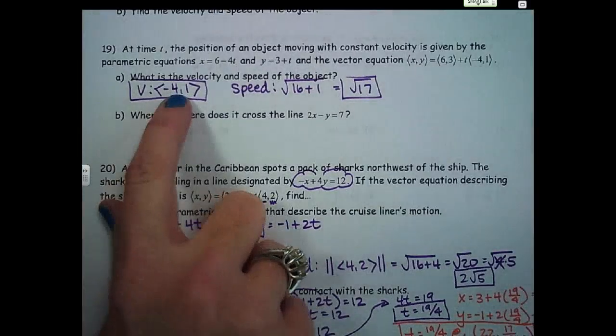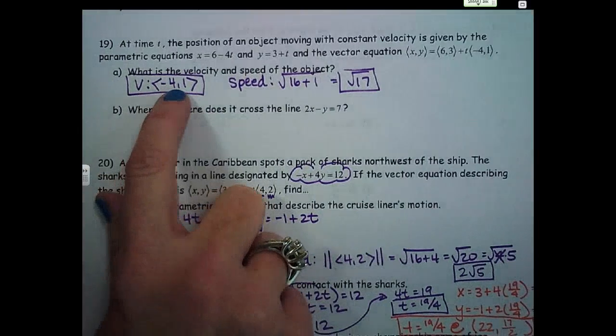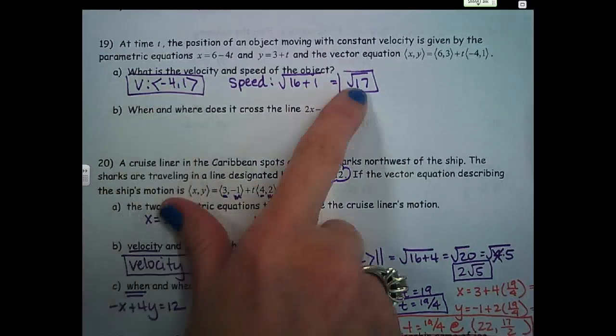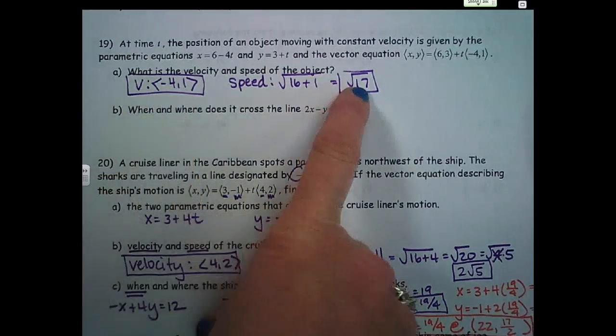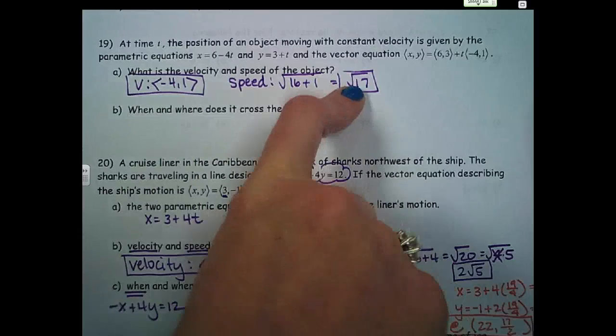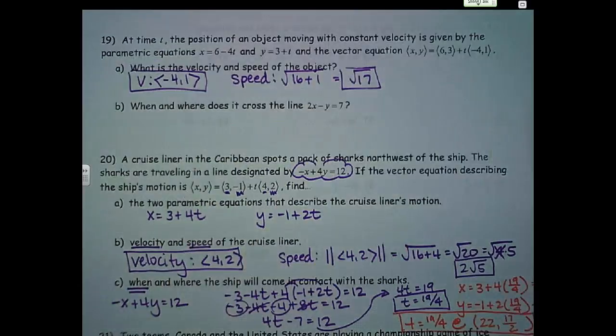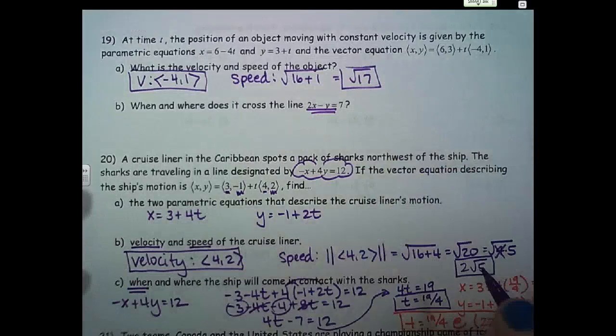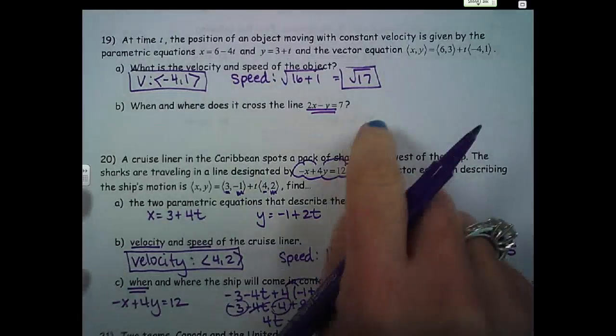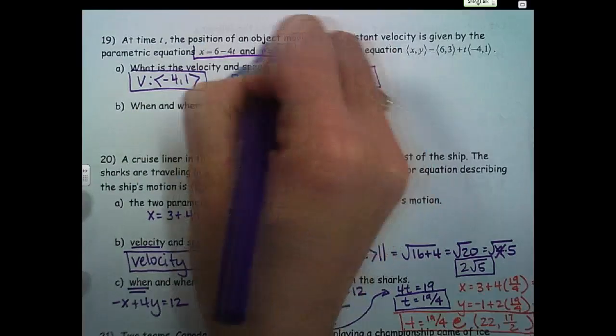Okay, so let's look at 19 now. For 19, the velocity is -4, 1, and the speed is √17. And I think y'all are having the most trouble with the when and where, so let me do that problem for you. So the when, here's the equation it gave us. It gave us also the parametric equations. We didn't have to find those.